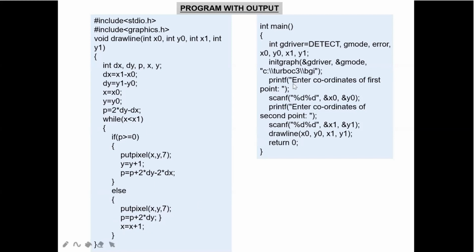Now coming to your main part, you are going to enter the coordinates of your first point. The drivers here have been written only for Turbo C, but we are going to do it in OpenGL, so our drivers will be different. Here the printf statement says to enter the coordinates of your first point. You have entered, suppose, 30 comma 20, whatever it is. Scanf. Then enter the coordinates of your second point, which you save inside x1 comma y1. Lastly, you are going to draw the line.